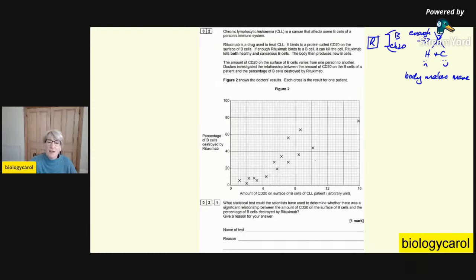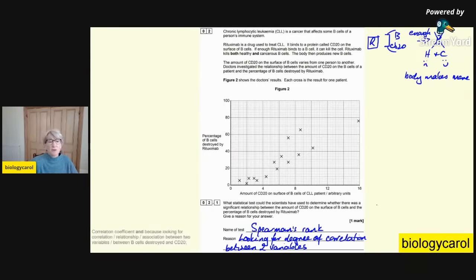my head. But of course, the first question has nothing to do with understanding the blurb. It's asking about the type of statistical test. Now, here you have two variables that we are seeing whether there is a correlation between: the amount of CD20 on the surface of B cells and the percentage of B cells destroyed by rituximab. And so the answer is, I've just put Spearman's rank, and I've said it's because we're looking for the degree of correlation between two variables.